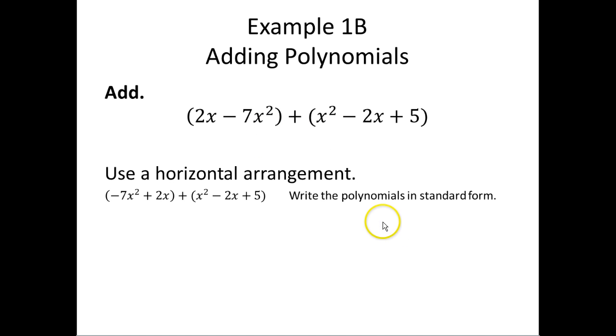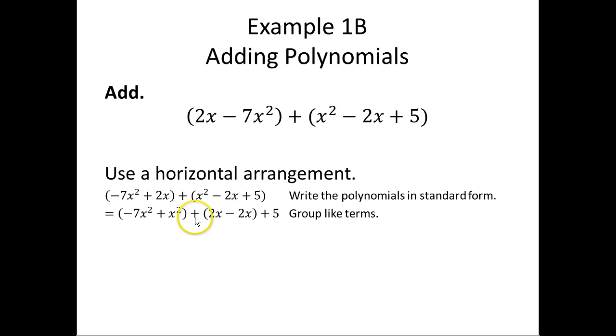What I would do is write the polynomials first in standard form. Notice that this first polynomial here is not written in standard form, since I have 2x minus 7x squared. So what I need to do is write the polynomial in standard form by making the powers of the variable be in decreasing order. So I would have negative 7x squared plus 2x, as is shown here. And notice that this one is already in descending powers of x, so this one's already in standard form, so I just rewrite it here.